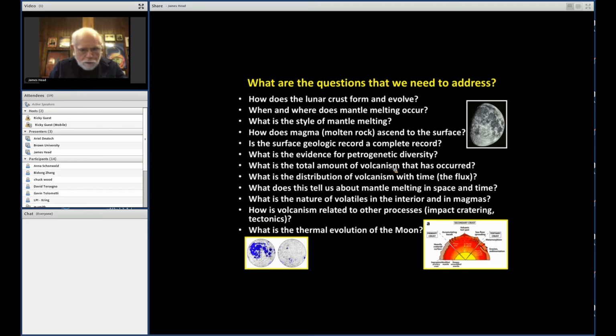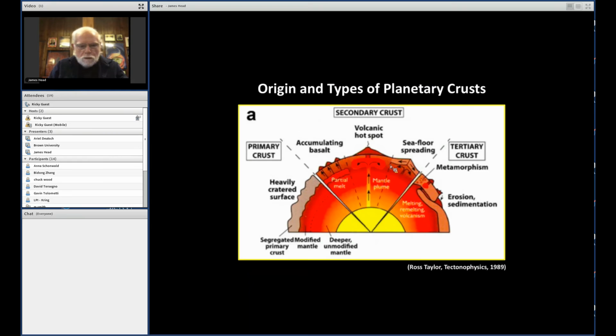We can tell that from mare volcanism, and understanding the broader thermal evolution of the moon gives us predictions about what mare volcanism ought to look like. So one of the key points here about mare volcanism that has come from, I think, the work of Ross Taylor, who in a really interesting paper in Tectonophysics in 1989 defined three kinds of crust, planetary crust.